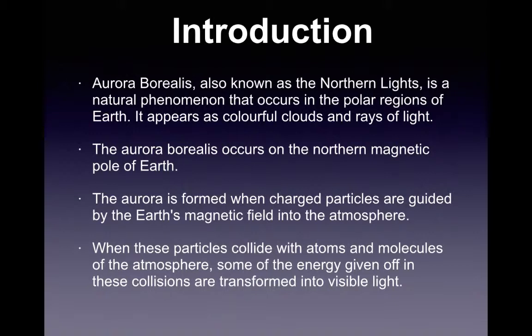The aurora is formed when charged particles, electrons and protons, are guided by the Earth's magnetic field into the atmosphere around the north and south poles. When these particles collide with atoms and molecules of the upper atmosphere, some of the energy given off in these collisions is transformed into the visible light spectra that characterizes the aurora.